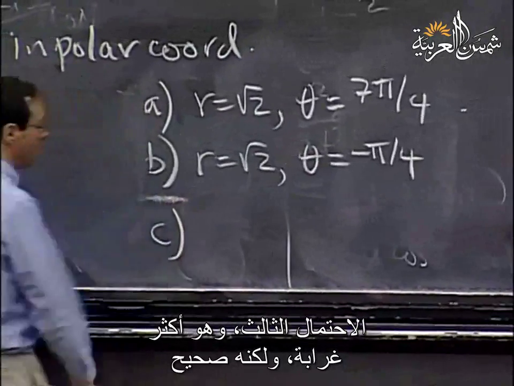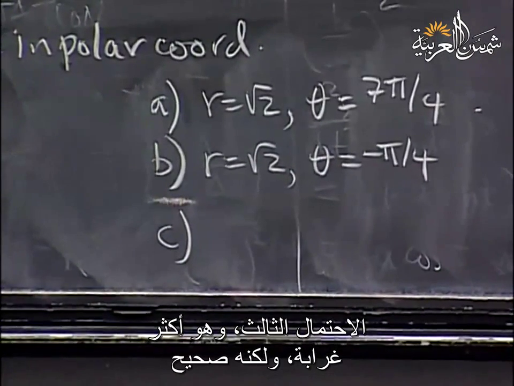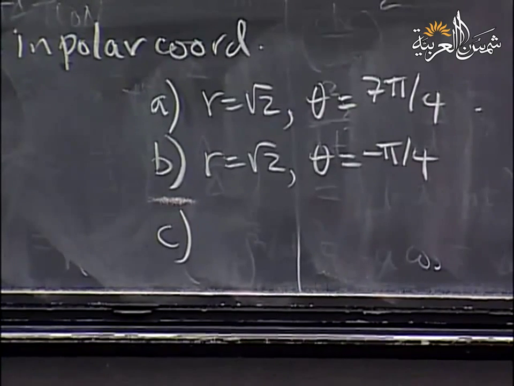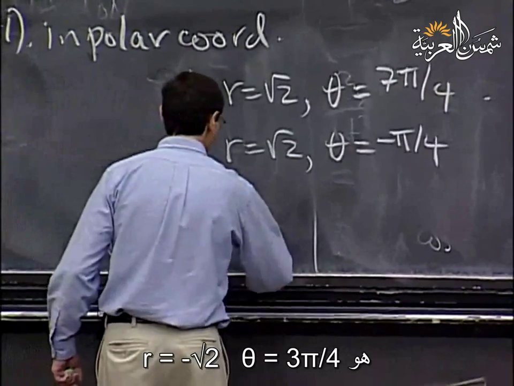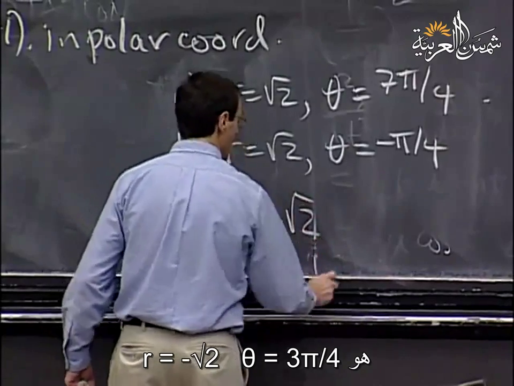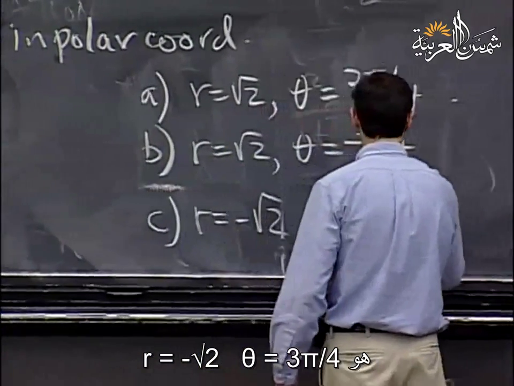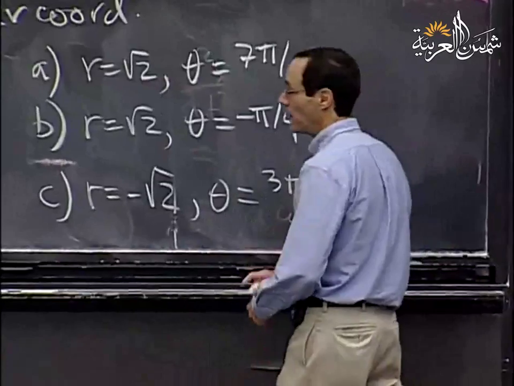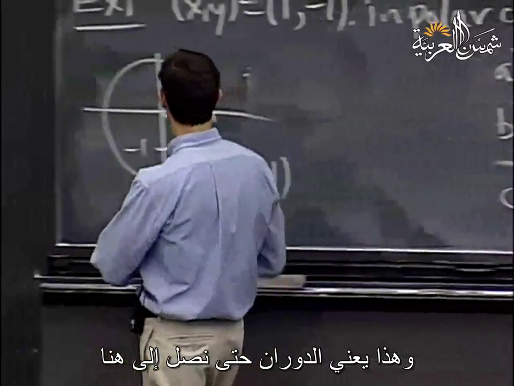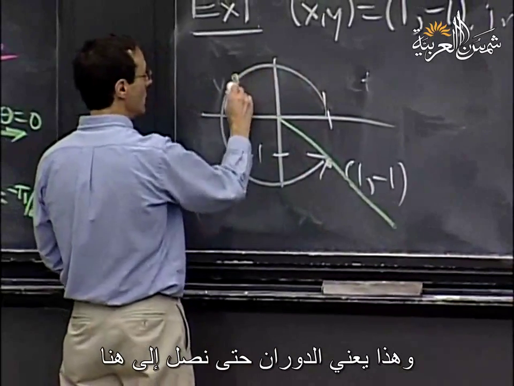A third possibility, which is even more dicey but also legal, is r equals minus square root of 2, theta equals 3 pi over 4. Now what that corresponds to doing is going around to here.